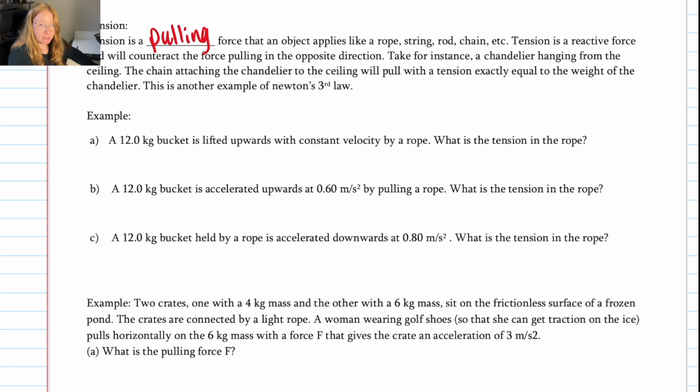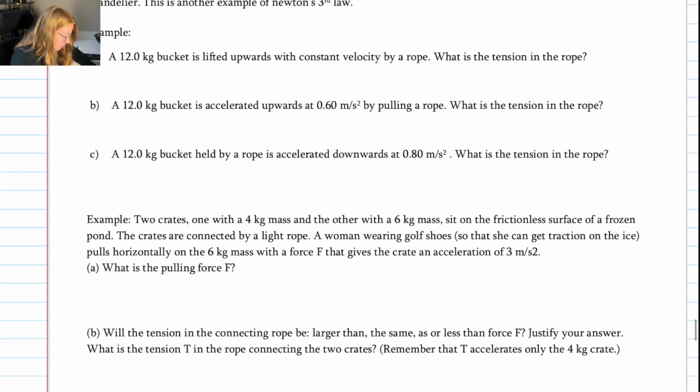Take, for instance, a chandelier. The chandelier is hanging from the ceiling. The chandelier's weight is pulling down, and the tension is counteracting that to keep the chandelier from falling. So that's another example of Newton's third law. Every action has an equal but opposite reaction.